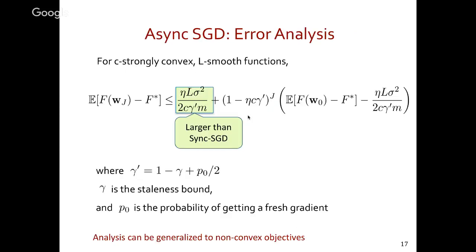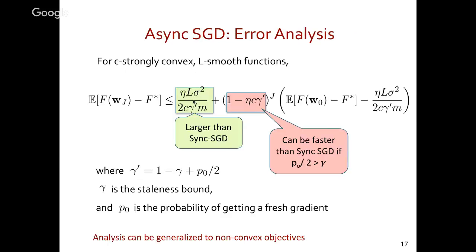Now let's look at the first term. This is the error floor. This is typically larger than synchronous SGD. If you recall earlier, instead of this gamma prime, which is now 1 minus gamma plus some quantity, we earlier had T over here. So the error floor is worse than synchronous SGD. But the decay rate now includes this gamma prime term, which depends on the staleness. And interestingly, this decay rate could be either faster than synchronous SGD or slower.